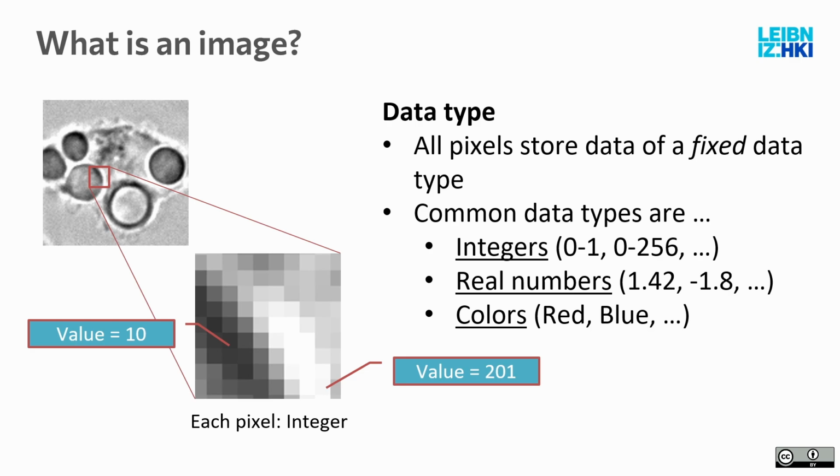So basically each pixel stores a specific fixed data type that in our case can be integers, can be real numbers, so something with a dot, or it can be colors. And then in my example, I chose an image that stores an integer, an integral number, so one that has no comma or something. And then if I pick out a value here, then this one is value 10. This one here is 201. You can do this, for example, in ImageJ. You can go there with the mouse, and then it says, okay, this is the value.